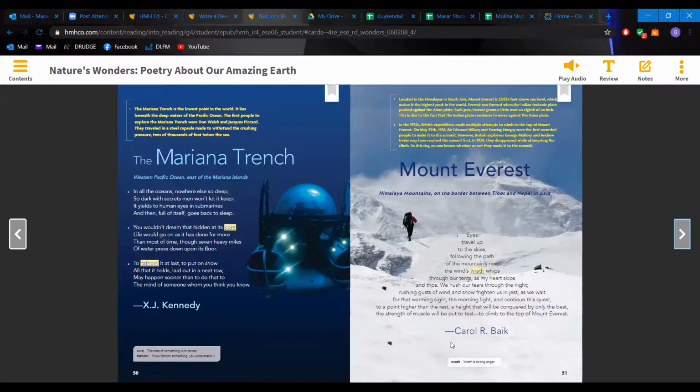Look at the first paragraph in the yellow text, not the poem. What can you tell me that happens every year about Mount Everest? Each year, Everest what? When the India territory plate pushed against the Asia plate. So that's how it was formed.